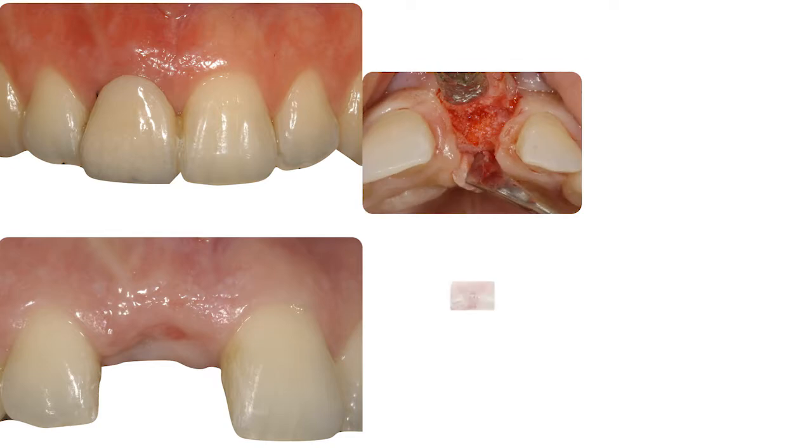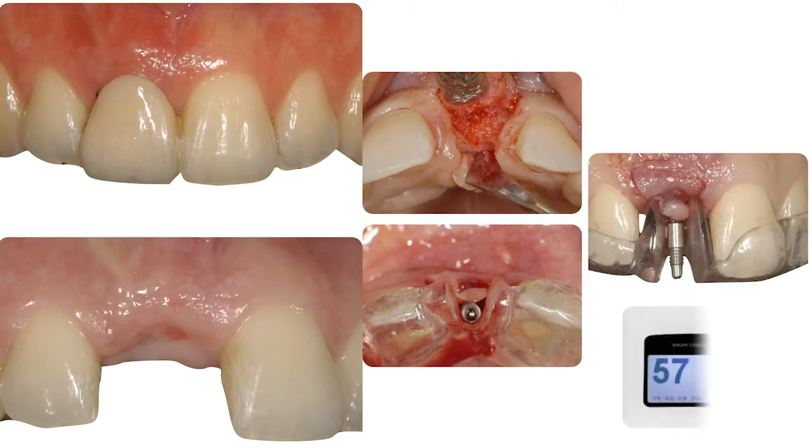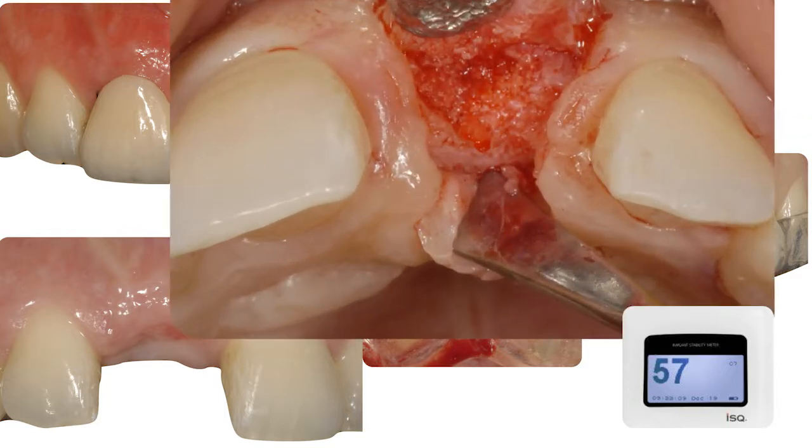Then I deliver the immediate Maryland bridge. Now, only after 2 months, I have the bone formation, which of course is not mature, that is there, so I can calculate my osteotomy site preparation by leaving at least this 1.4 millimeter of vital bone on the buccal. Of course, the ISQ value is low, it's 57.